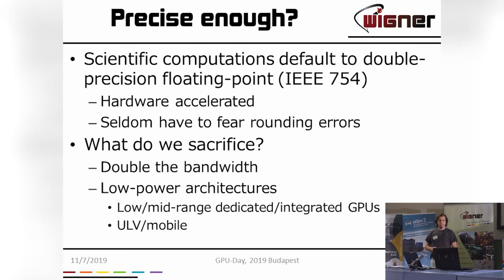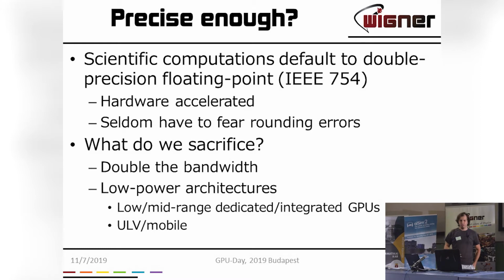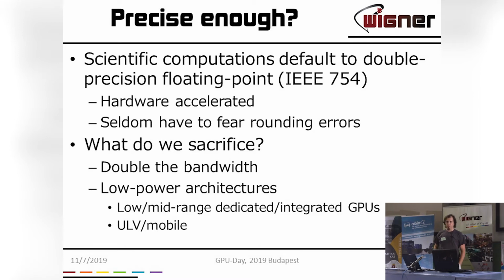Our hypothesis was: usually scientific computations default to using double precision just because it is cheap, especially on CPUs. They are hardware accelerated, and we seldom have to fear rounding errors. There are a few corner cases with ill-conditioned matrices and things like that, but usually we are fine doing double precision. And we don't even think about it that often, especially when playing around with algorithms.